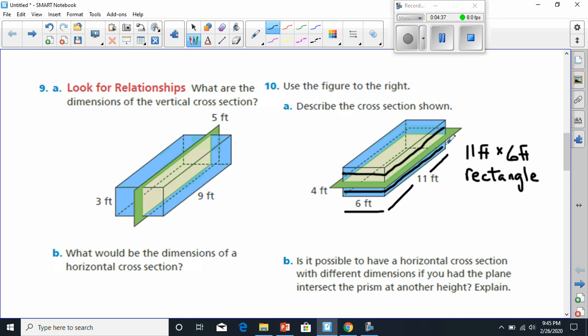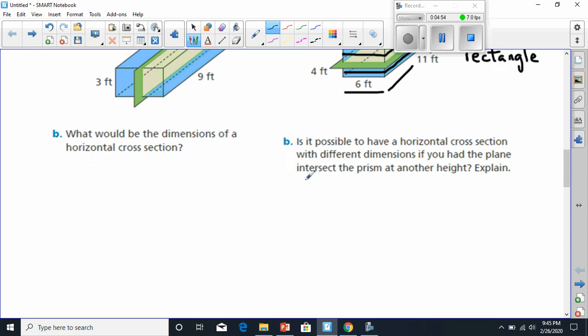What they're asking is, is it possible to have a horizontal cross section with a different dimension? No, because no matter what, as long as it's horizontal and it's not slanted, it's still going to be the same, 11 by 6. So the answer is no.